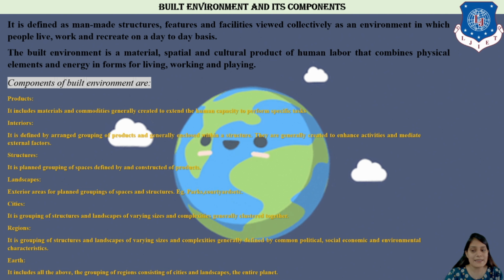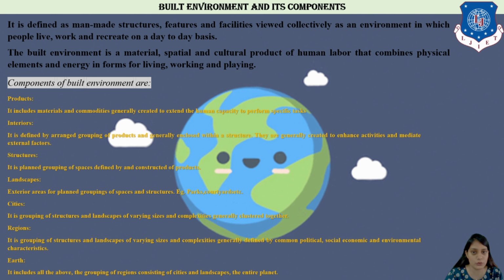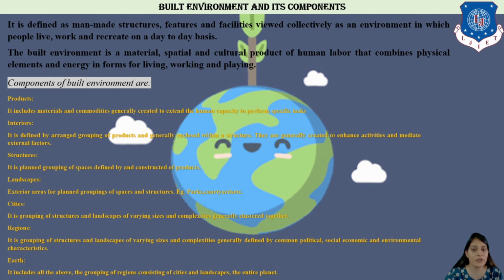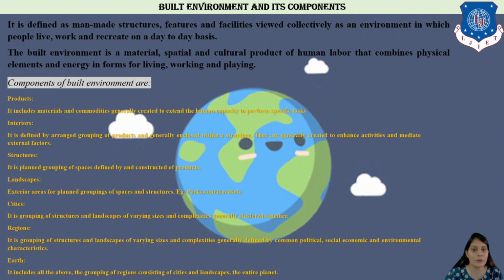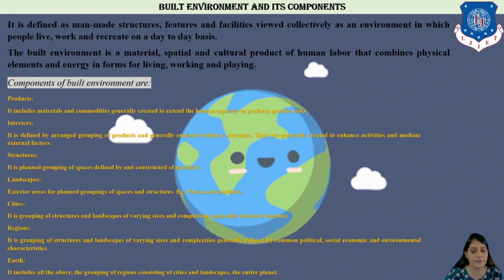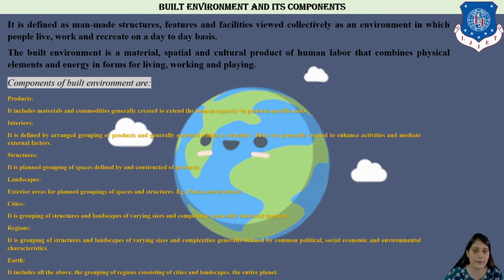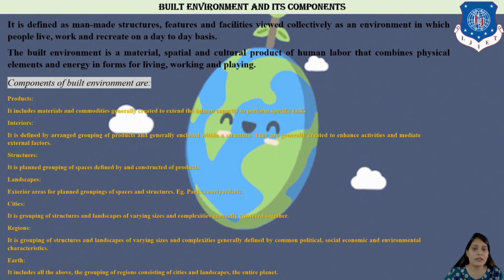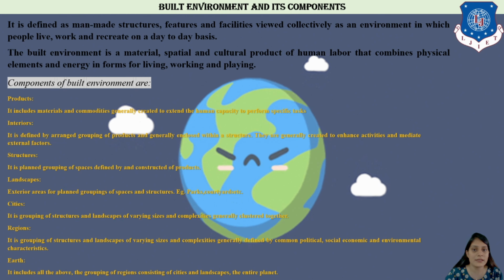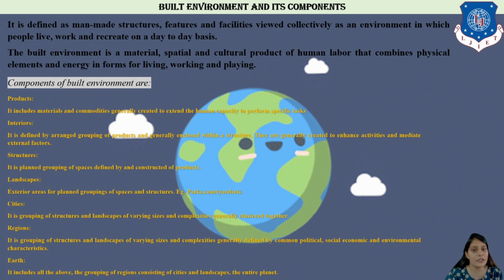Let's discuss the cities. A grouping of structures and landscape is known as a city. These are the basic components. Then comes the region, a grouping of structures and landscape of varying size and complexity. And last comes the earth. It includes all the above groupings of the region, consisting of city, landscape, and the entire planet. So these are interrelated to each other, starting from the product and ending with the earth. All of these are related to construction and are known as the built environment components.